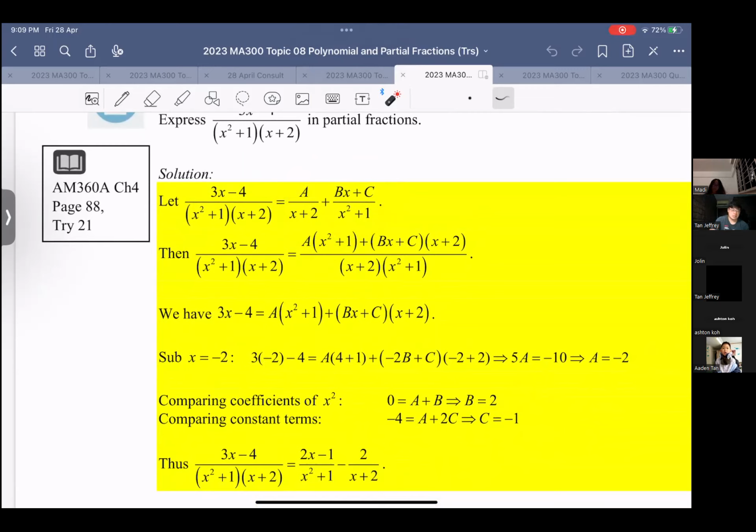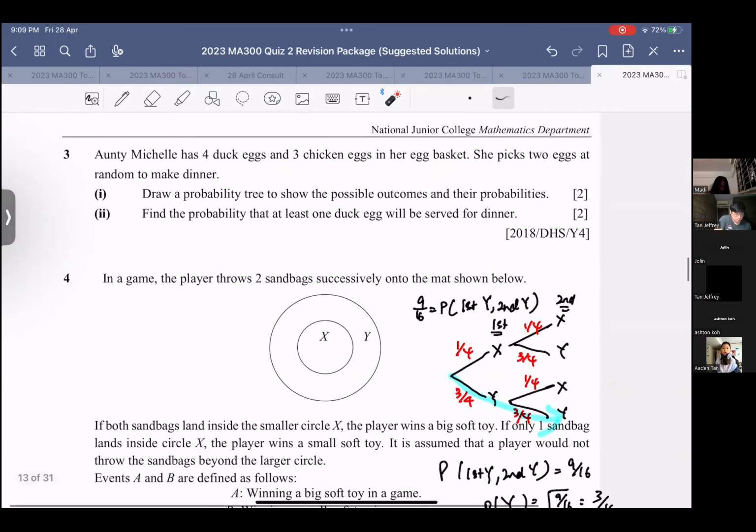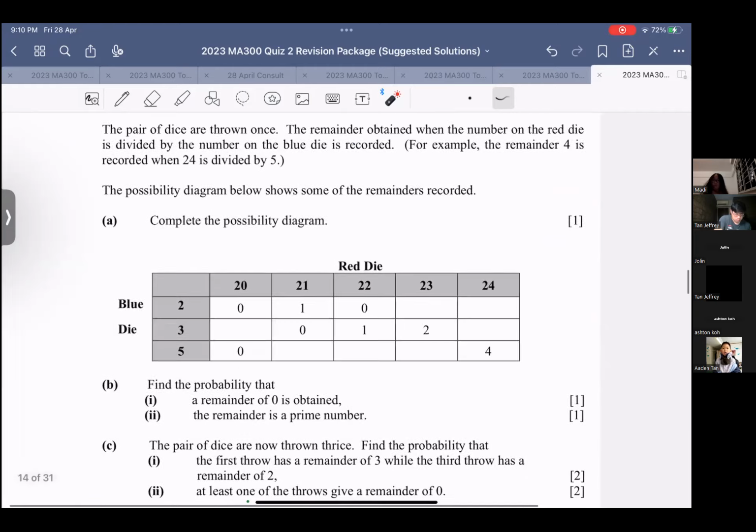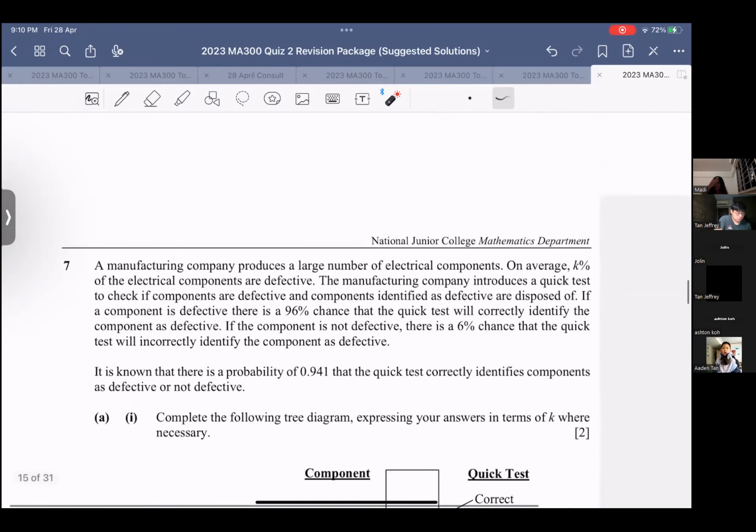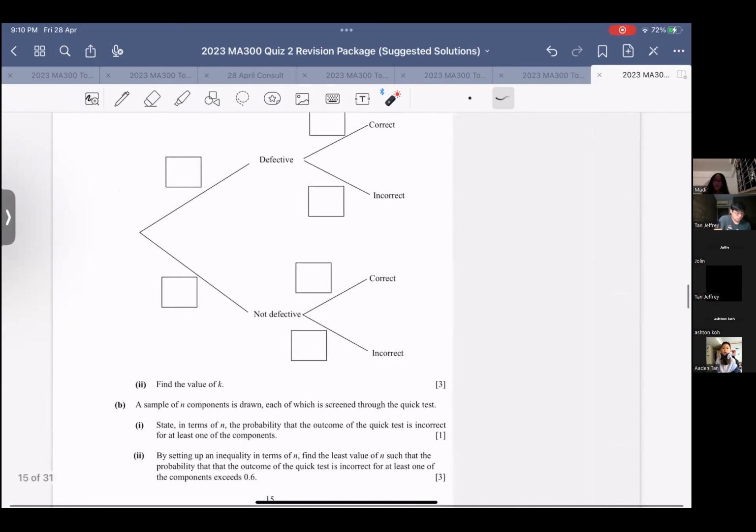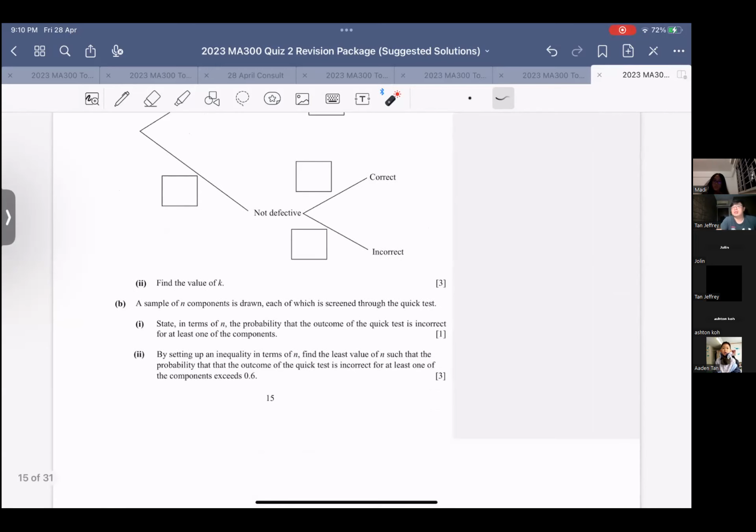Okay, Maddie, can I help you? Can you go through revision package topic probability, question 7 BII? I got the answer, but the inequality sign is wrong. Also, in inequality, are you allowed to change to log form? Yes, you can change to log form. But when I change to log form, the inequality sign is kind of weird. The outcome is incorrect for at least one of the components. Let me see.